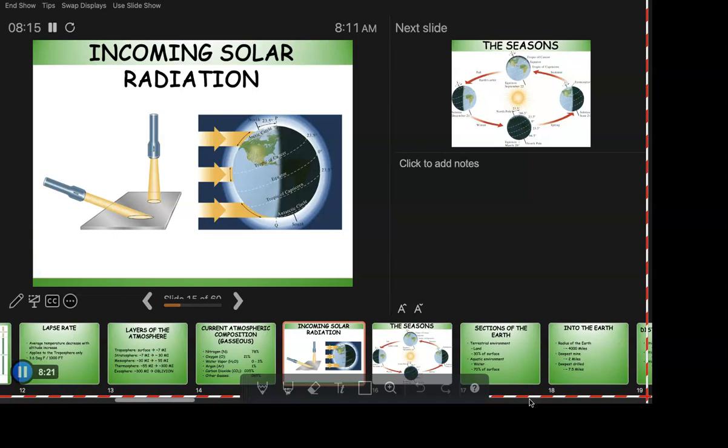Now, of course, we've got names for all this, and that's where you guys come in. You got to remember this stuff. Really tiny print, but you've heard of these words more than likely. 23.5 north is Tropic of Cancer. Cancer the crab, not the disease. 23.5 south is Tropic of Capricorn.